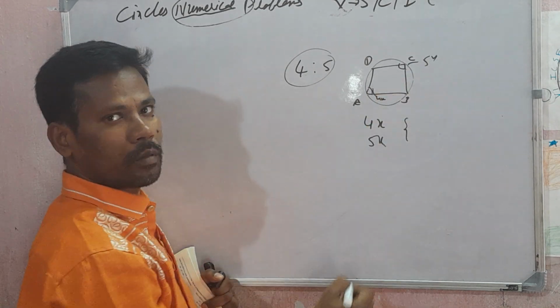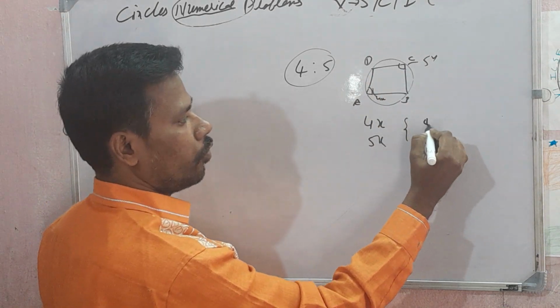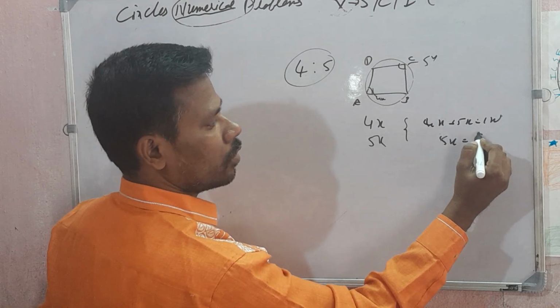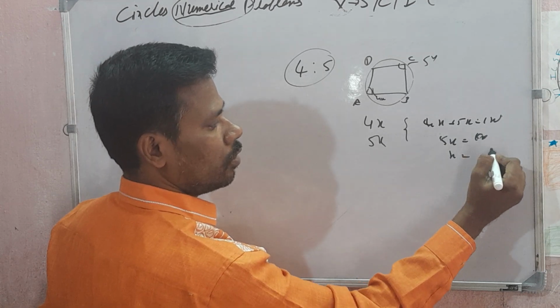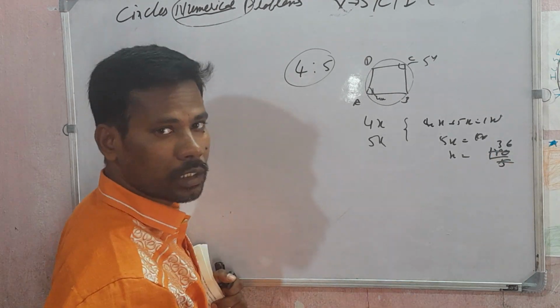So what is the property? The opposite angles of a cyclic quadrilateral are supplementary. 4x plus 5x is equal to 180. So 5x is equal to 180. So x is equal to 180 by 5.